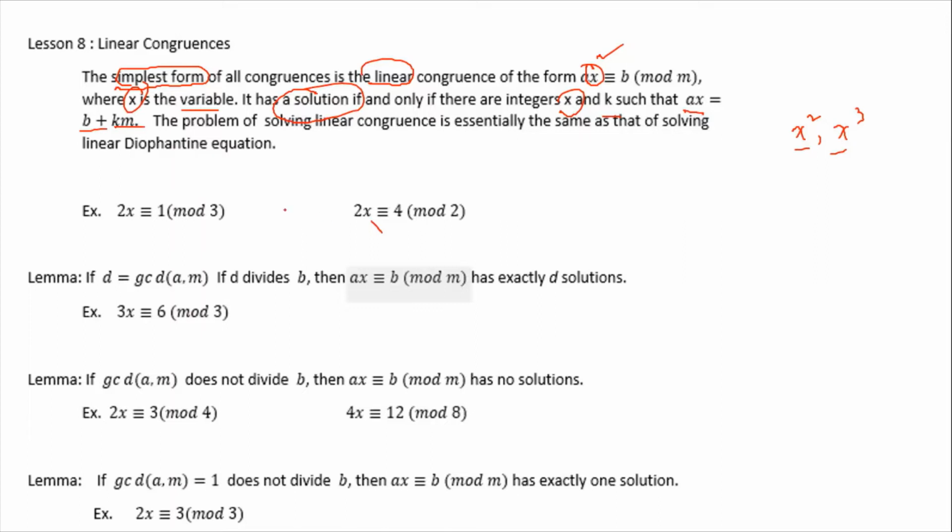So it's similar to linear Diophantine equations. We can connect linear congruences to linear Diophantine equations. Later, we'll be using linear congruences to solve linear Diophantine problems. So we have here an example, 2x is congruent to 1 modulo 3. Let's find the value of x here. What should be the value of x?